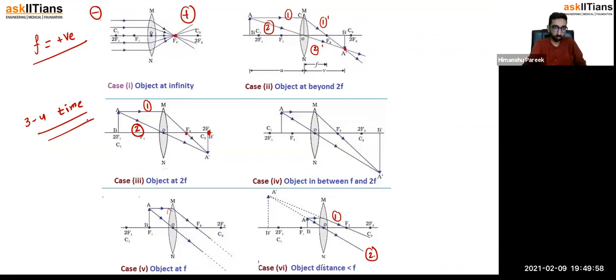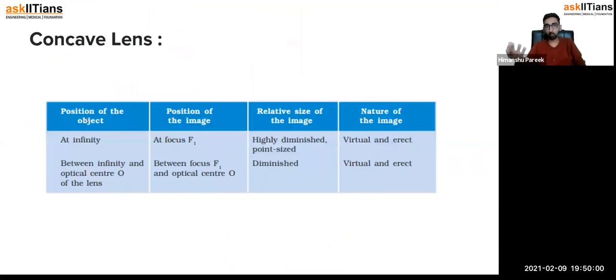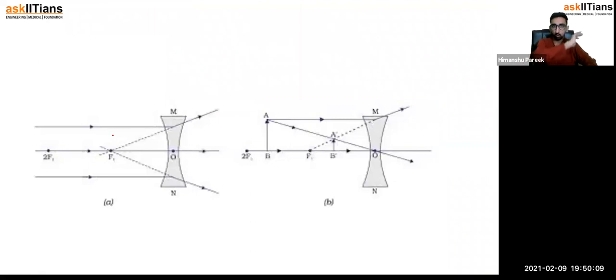Now coming to the concave lenses, exactly in a similar way. When the object is at infinity, the image will be formed at focus, a highly diminished point-size image. Concave lenses are diverging in nature. So when you take the parallel light rays, they will diverge like this. They will not meet anywhere actually on the right side. So I'll be taking the forceful intersection, and that will be happening at this place. That's what we call the focus.